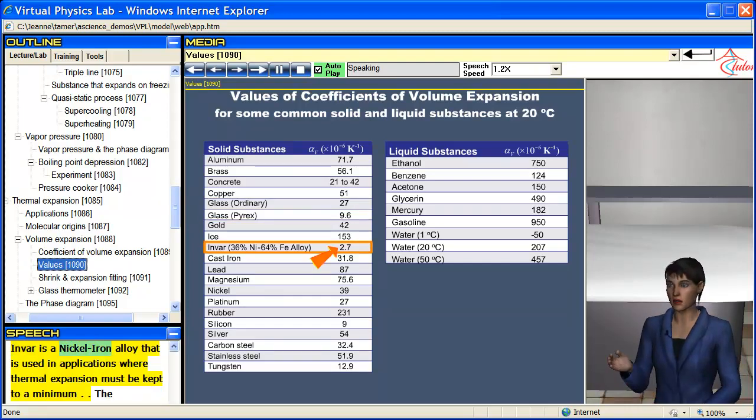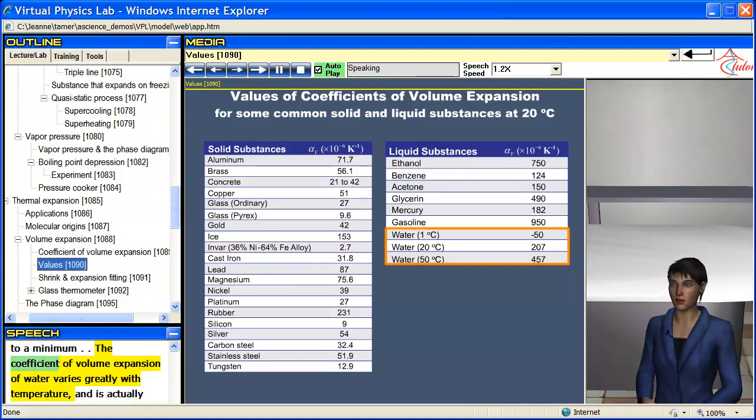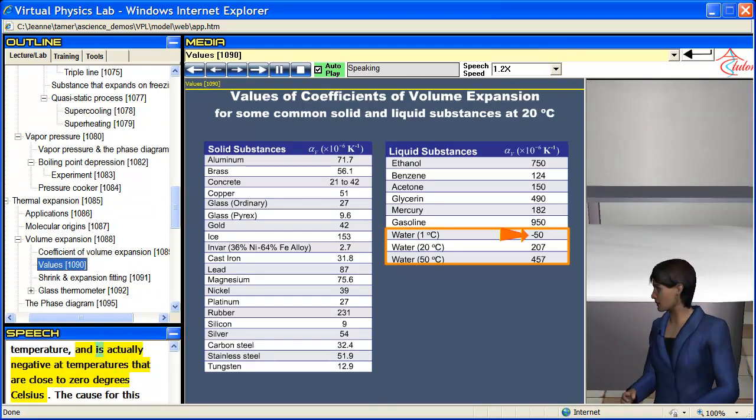Invar is a nickel-iron alloy that is used in applications where thermal expansion must be kept to a minimum. The coefficient of volume expansion of water varies greatly with temperature, and is actually negative at temperatures that are close to 0 degrees Celsius. The cause for this peculiar behavior of water will be discussed in a later section.